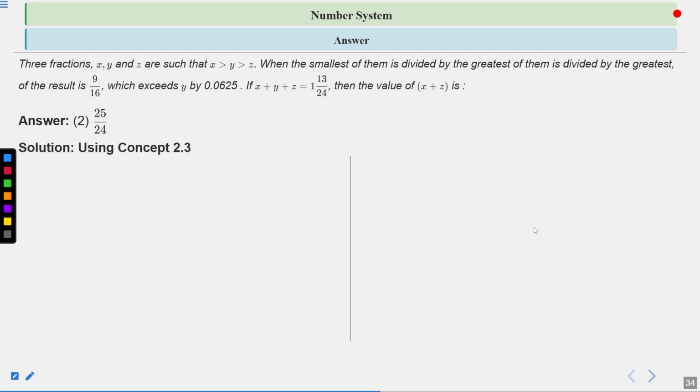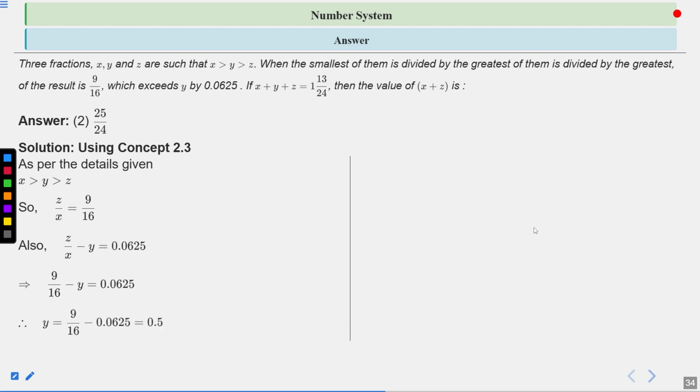Now see the detailed solution using concept 2.3 in this question. As per the details given, first, x is greater than y, y is greater than z, and z upon x equals 9 by 16, dividing the smallest by the greatest. It is also given that z upon x minus y equals 0.0625, so we can say that 9 upon 16 minus y equals 0.0625. When we simplify it, we get the value of y, which is 9 upon 16 minus 0.0625, which equals 0.5. Now we get the value of y.